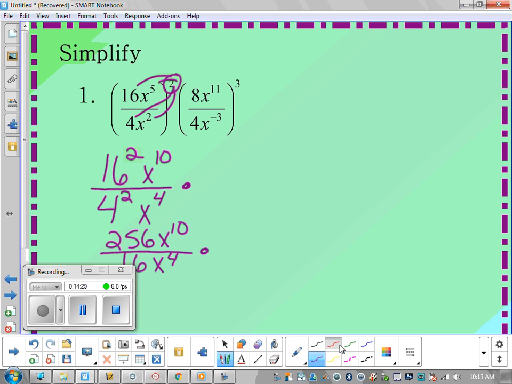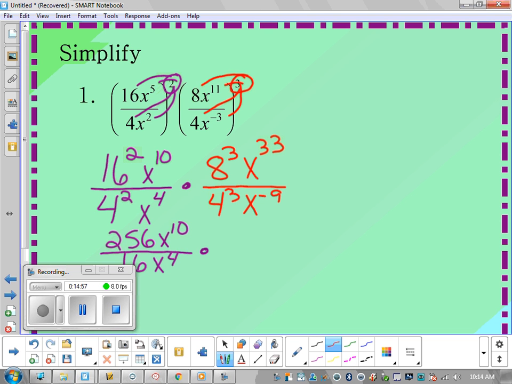Now I'm going to look at the one over here. I'm going to take that exponent 3 and distribute it. That is 8 to the 3rd power. That is not 8 times 3. That would be x to the 33rd power all over 4 to the 3rd power x to the negative 9th power. Take a moment, make sure you're okay with all of that distribution.